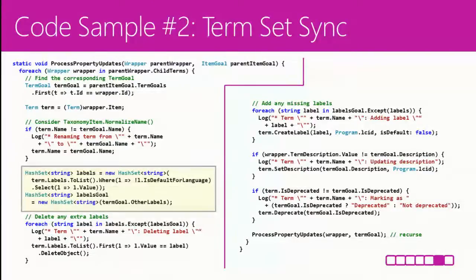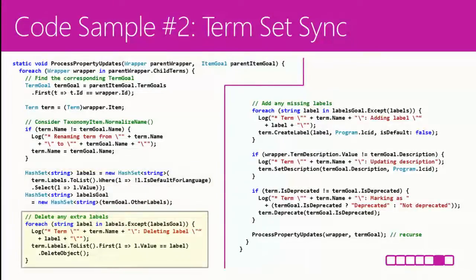So I'm actually using the hash set in C# here, so I do set operations. So I say labels and labels goal. One of them is a set of strings that are my goal of what I want to be there, and the other one is a set of strings of what is there right now. So I do labels.accept labels goal.